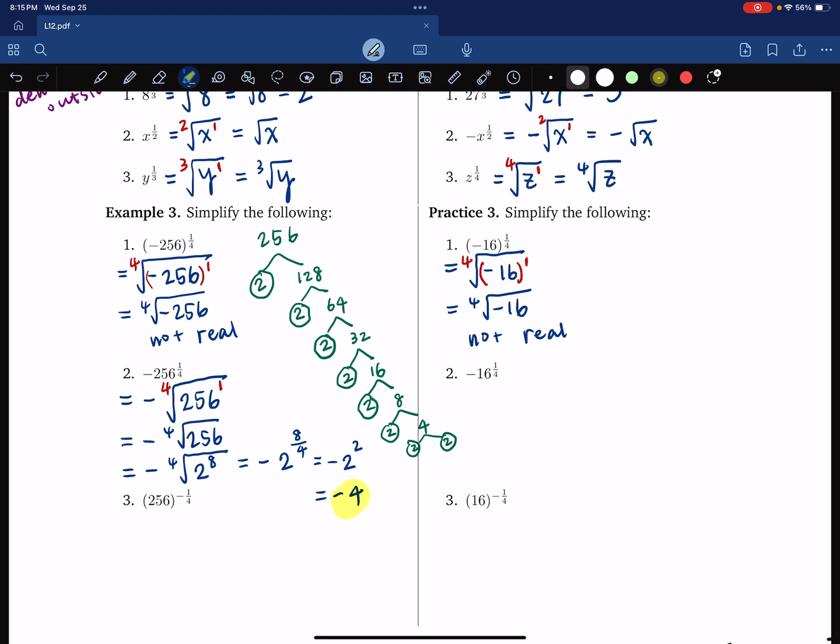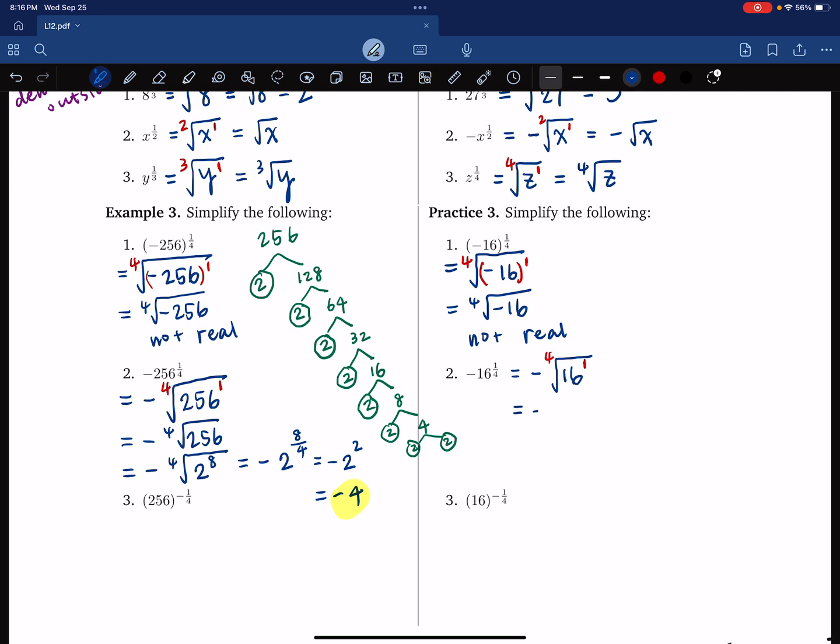Okay, now I'd like you to pause this video and practice with practice 3, number 2. Okay, practice 3, number 2. Let's guide you through. You're going to leave the negative sign alone, right? Because this is not part of the base. And then our base is just 16. I'm going to do the radical sign. The numerator is 1, so it's right here. It goes inside. Denominator is 4, goes outside.